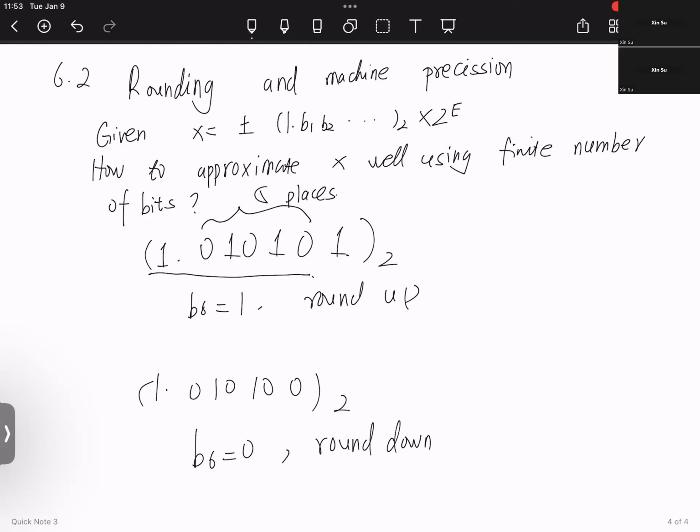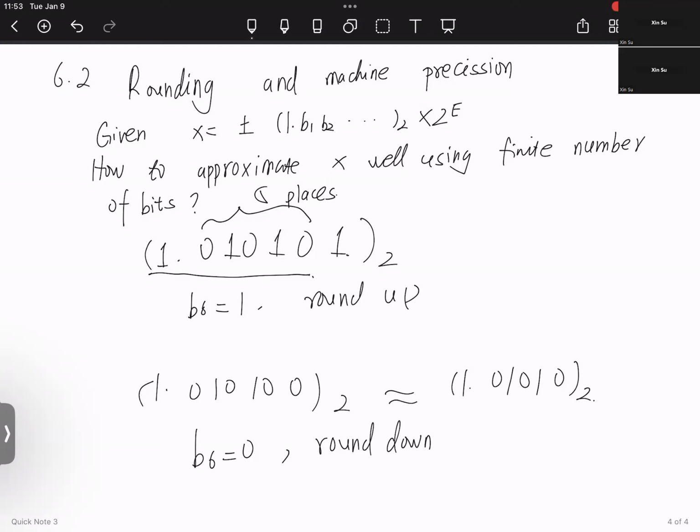And what does it mean to round it up here? Rounding it down is easy for this one. Round it down means that we just remove this number. And then this is the approximation, and we keep the 5 decimal points here. And what about rounding up here? Because this is the binary representation, we need to add 1 to this number.